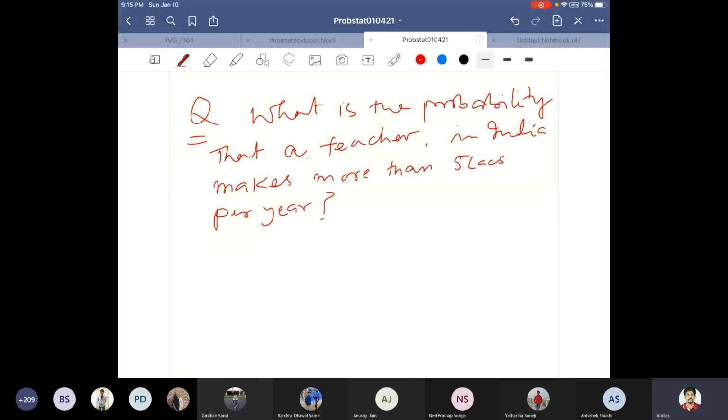Even if we do that, let us say I want to fix the district also. Suppose there are two students here in this classroom who belong to the same district, or let's say same state. Let's say it's Bihar. Now I ask you this question: what is the probability that in Bihar a teacher makes more than 5 lakhs a year? Then also the answer can vary.